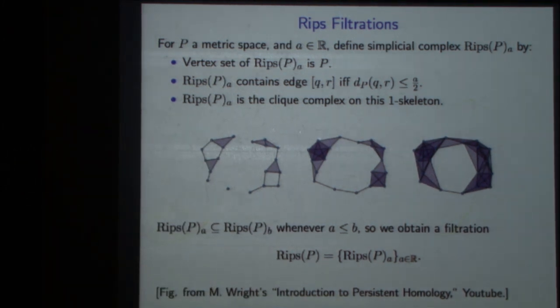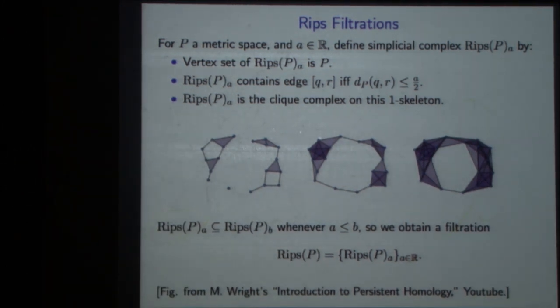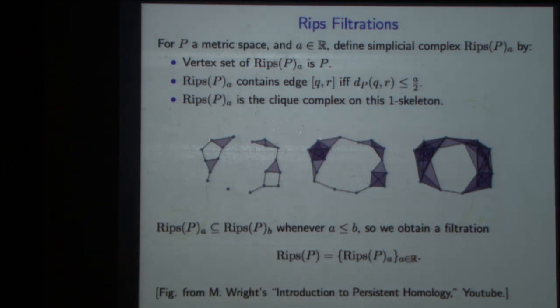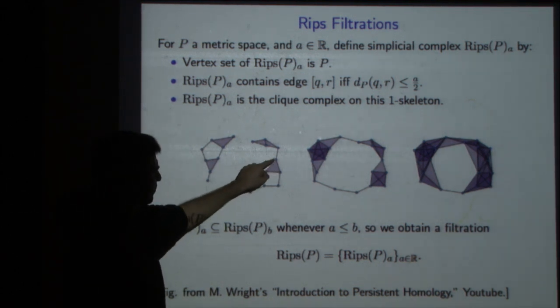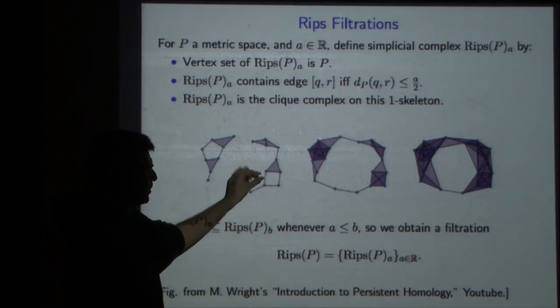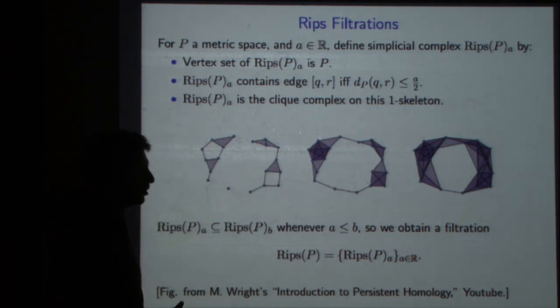And then finally, this specifies the one skeleton of my simplicial complex. And I just take Rips P_A to be the clique complex on this one skeleton. And that essentially means that I add in every higher simplex that I possibly can to the complex. So for example, if I have three vertices and they're all pairwise connected by an edge, then I add in that triangle, and so on.